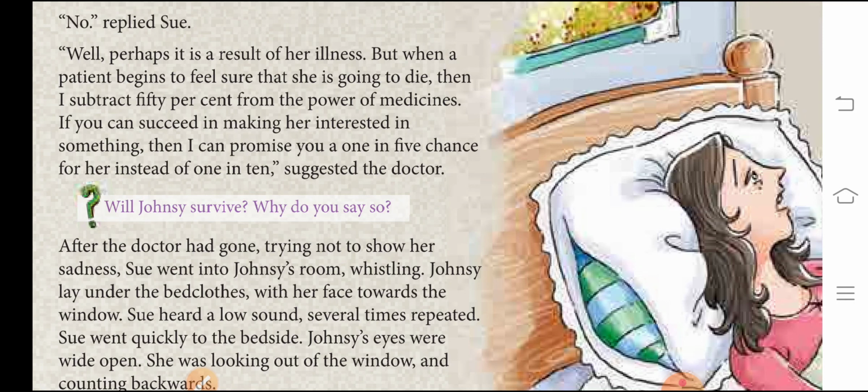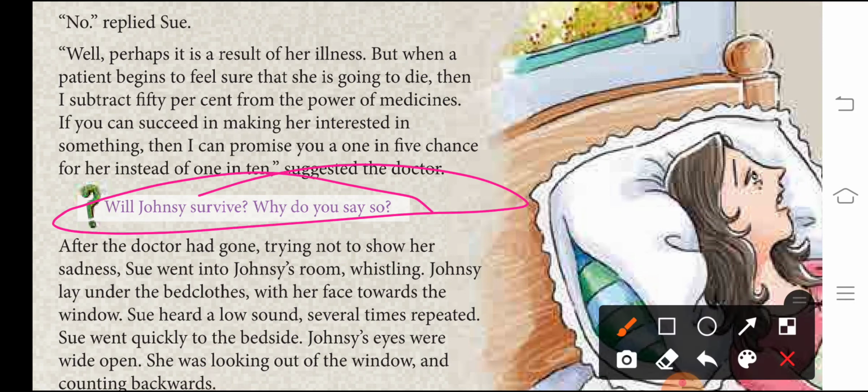Now, the doctor said this again when Sue answered no, she is not having any trouble in life. So, well, perhaps it is a result of her illness. The doctor said, okay, it may be due to her illness, but the medicine will work only if the patient is willing to live, if she wants to get cured. If you can succeed in making her interested, please make her interested in something to live once again. I can promise she will be okay. Will Johnsy survive? Why do you say so? So this is the question we have to see ahead.